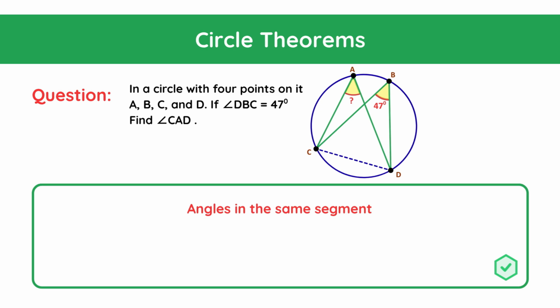By the theorem, they must be equal. So angle CAD equals 47 degrees. That's it. No calculation needed. Just spot that they are in the same segment and you're done.